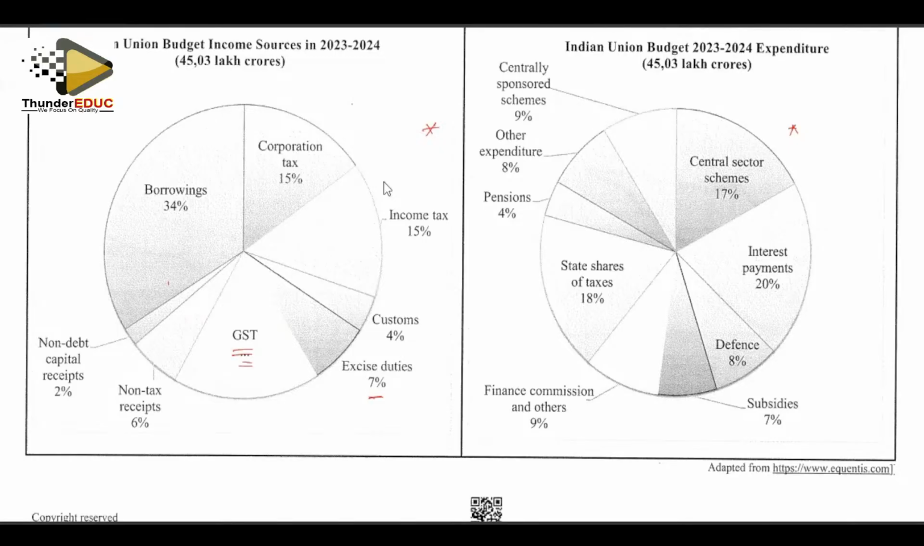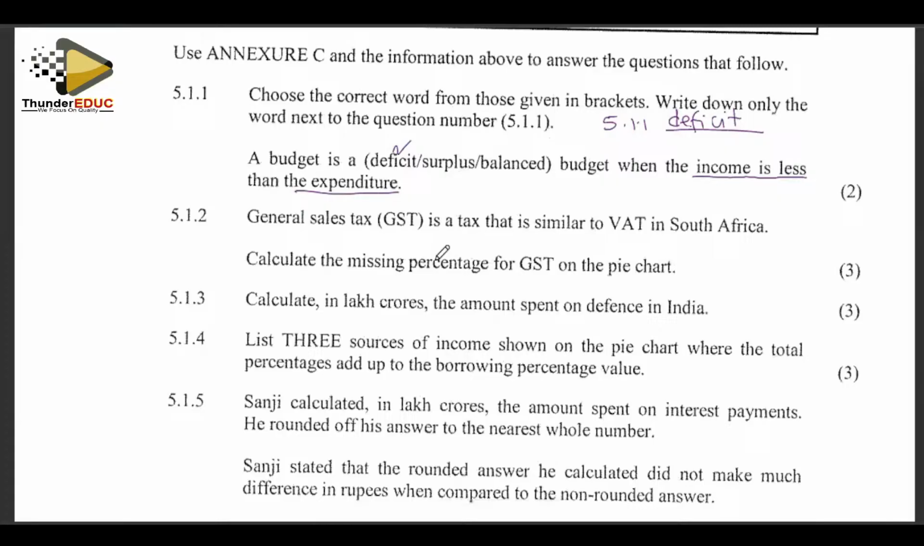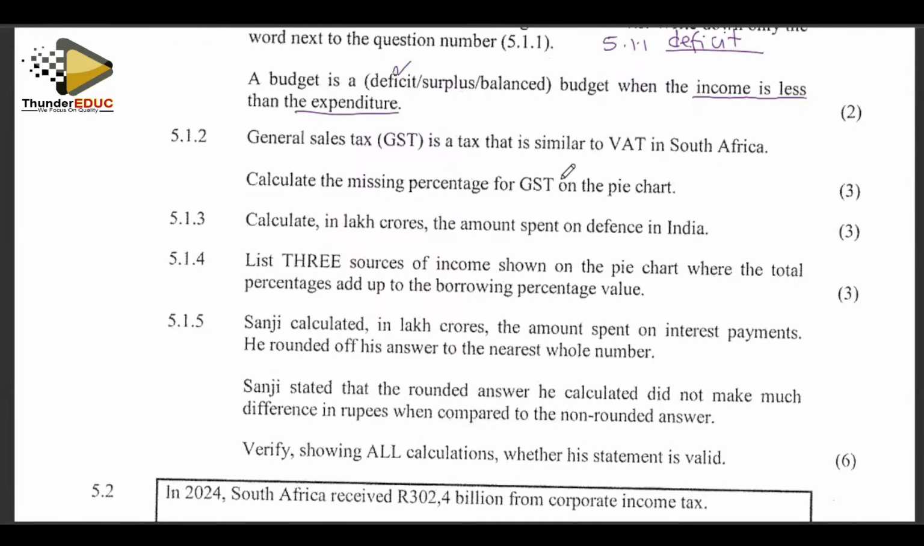So since this is missing, we are supposed to get 100 minus 34 minus 15 minus another 15 minus 4 minus 7 minus 6 minus 2. And the answer became 17%. 17% was the one which is missing. All right, we go back and see the question there. It talks of calculate the missing percentage. We've done that. It's 17%.